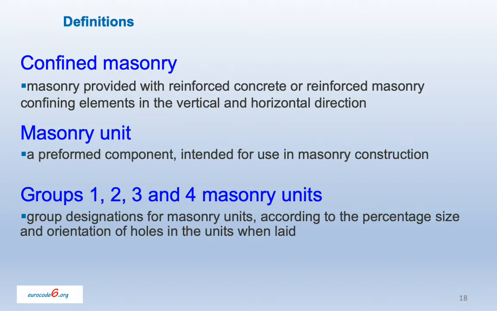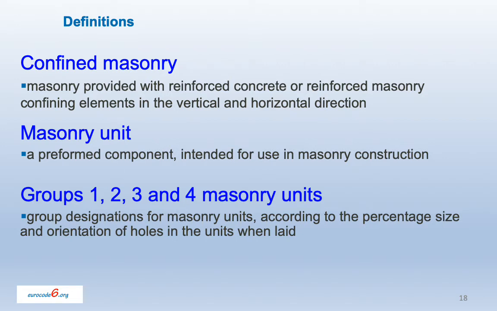There are a number of definitions of terms which are not common in the UK. Confined masonry is masonry provided with reinforced concrete or reinforced masonry confining elements in the vertical and horizontal direction. These may be columns and beams. This is used to improve seismic resistance.